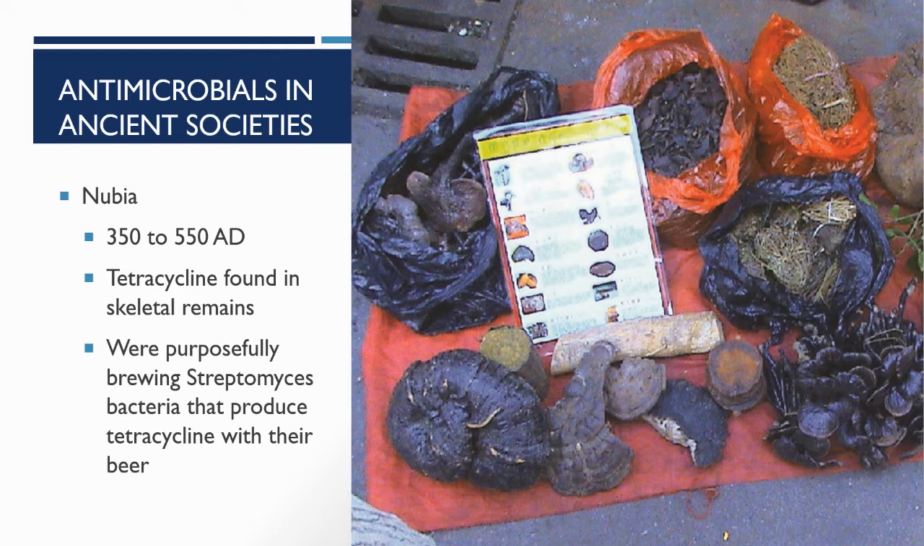So tetracycline was actually found in the skeletal remains, and it turns out they were brewing. When we brew alcohol, we use a fermentation process, and there are bacteria that ferment and fungus, and they were using Streptomyces to brew their beer, and it looks like it was pretty intentionally used as a medicinal treatment.